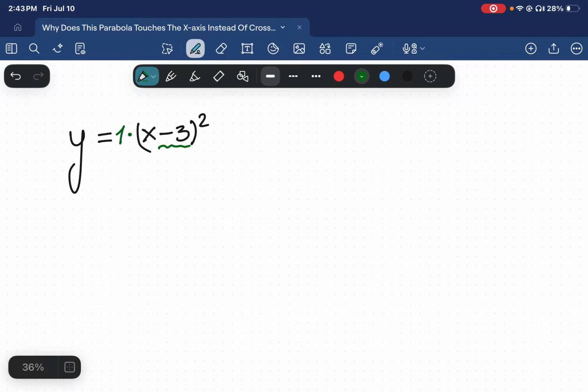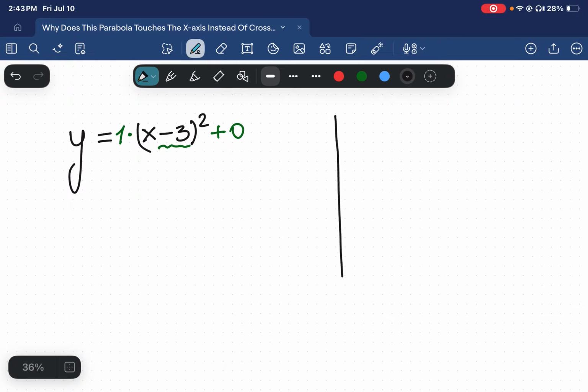Also, our a is 1. It means our parabola opens upward because there is no negative sign. And we do not have any vertical stretch or compression because a is 1. Our k is 0, which means we do not have any vertical shift up or down either.